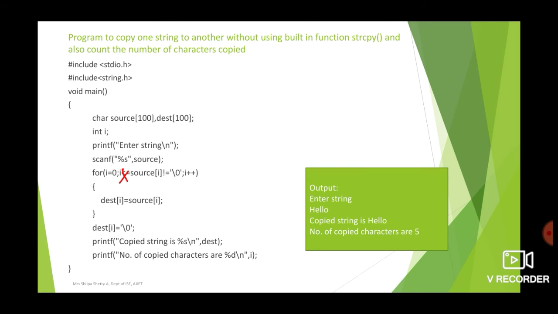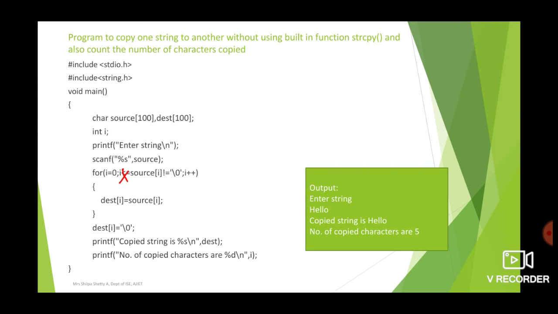Now the destination string should also contain a null character at the end. The null character from the source string will not get copied to the destination string because you have written source[i] != '\0'. So you need to explicitly copy the null character to the destination string. That's why we write destination[i] = '\0'. i is pointing to the null character now, because once the loop found the null character, it stopped. So for this destination string we are appending the null character.